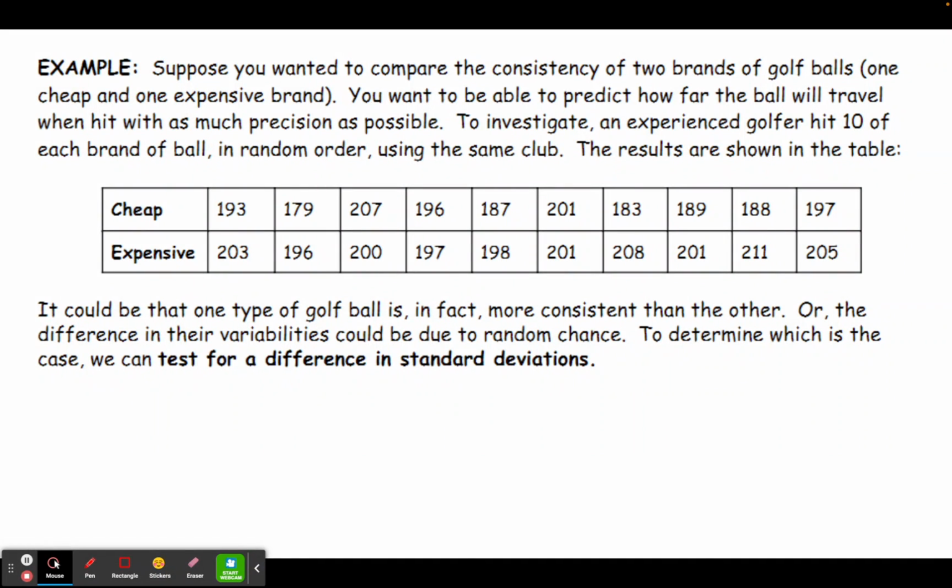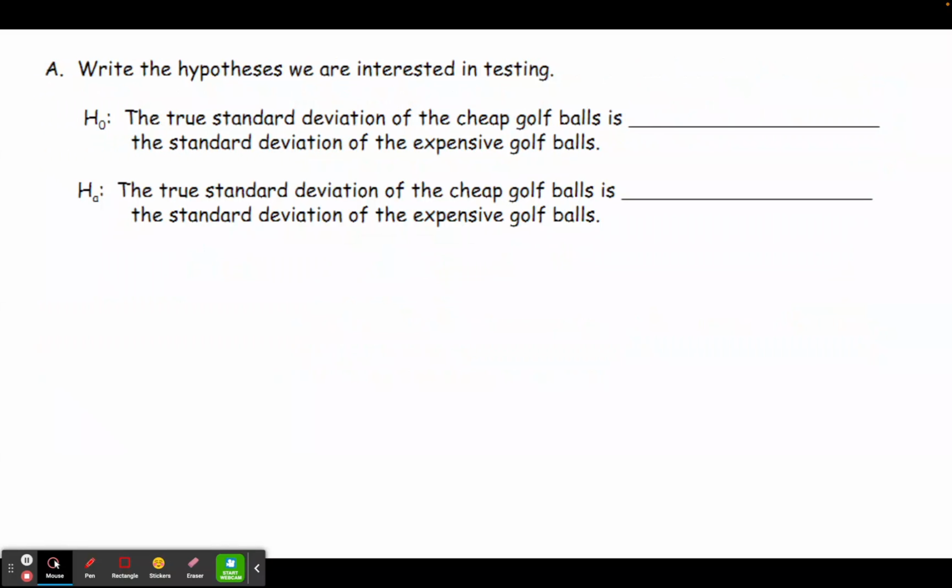So, notice what we're showing here is the drive distance for each type of golf ball. Now, it could be that one type of golf ball is, in fact, more consistent than the other, or the difference in the variability that occurs in those distances could just be due to random chance. To determine which is the case, we're going to test for a difference in standard deviations.